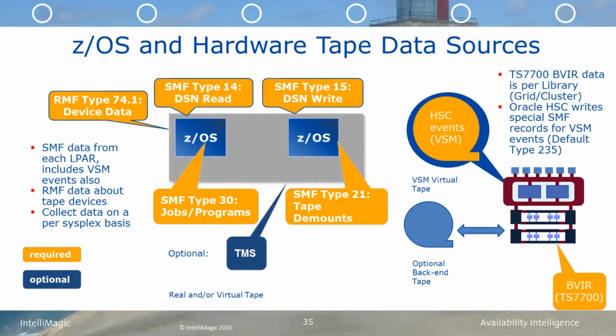We look at the HSC events coming from a VSM, an Oracle VSM, and this is SMF data, again, being recorded on the VSM's behalf, as well as the BVIR data coming from a TS7700. Knowing all the various data sources that we use gives you an idea of what the capabilities of the product are.